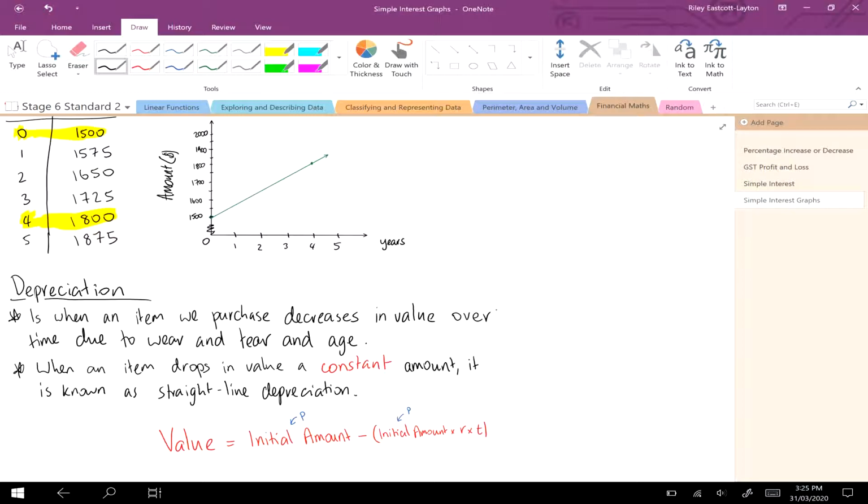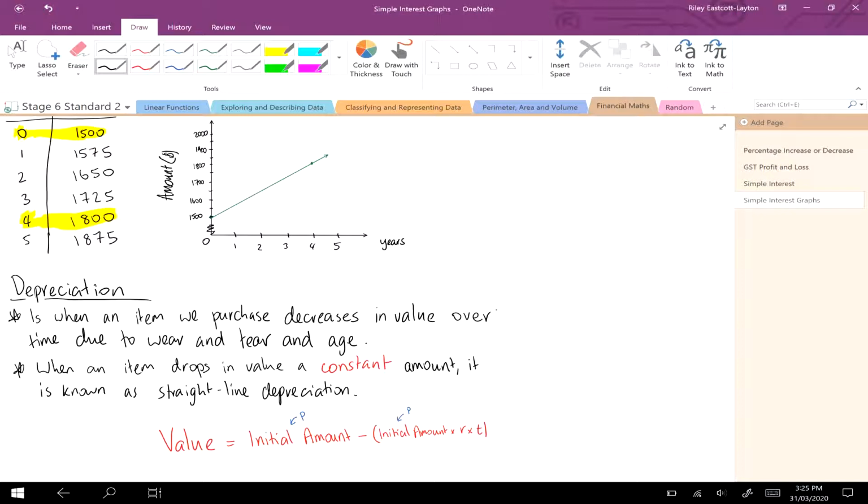Sometimes companies will use different types of depreciation. As far as I know, in this course, all you need to know is straight line depreciation. But if you're ever in a position where you were looking at different types of depreciation, you would talk about it then.